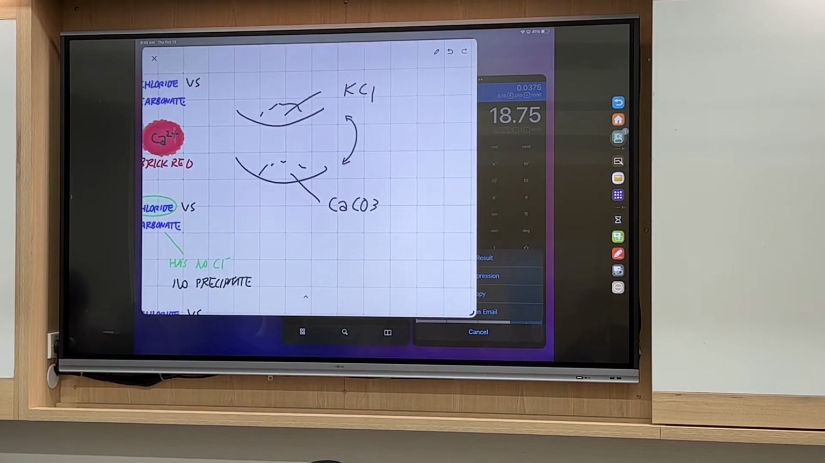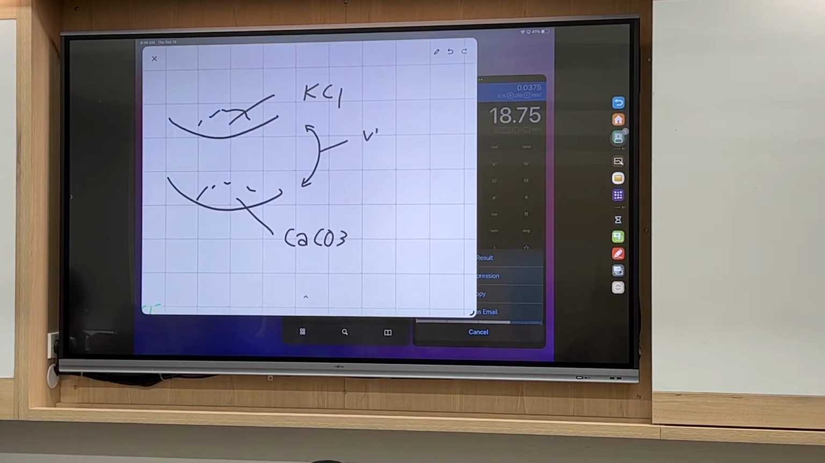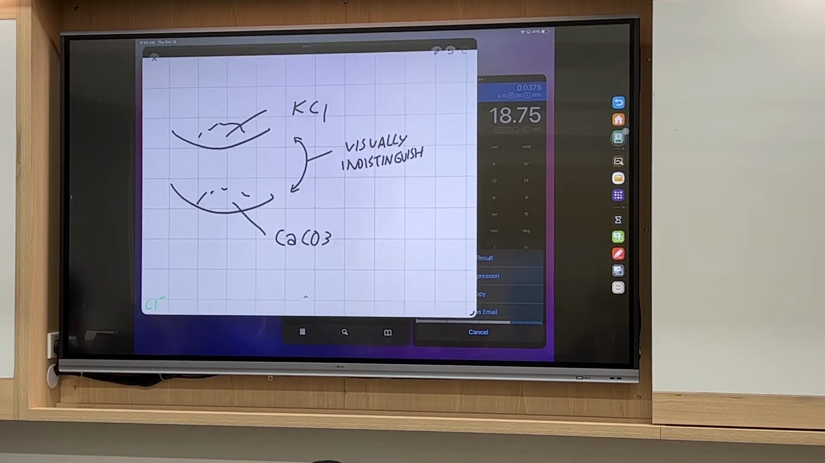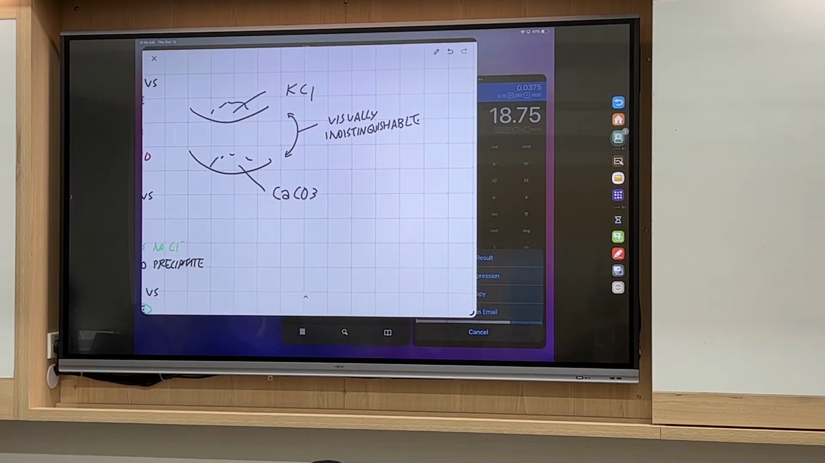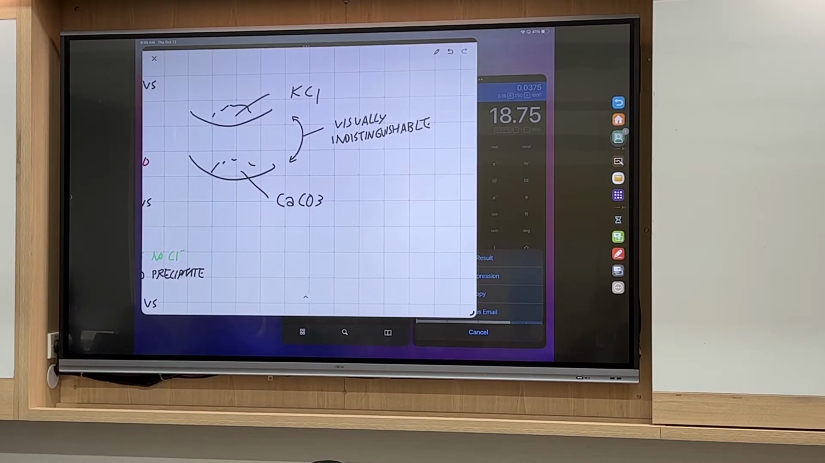And can you also put this on the side and write down they are visually indistinguishable, which is why we need these tests. We need chemical tests, as physical appearance may not tell you anything. They are almost identical, okay, in terms of their appearance. So visually indistinguishable, okay? You cannot tell them apart.